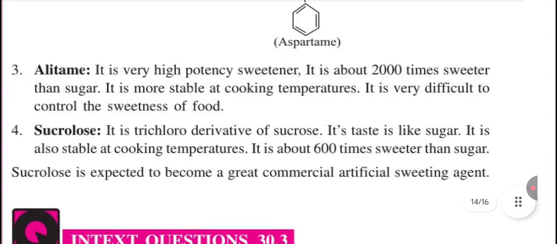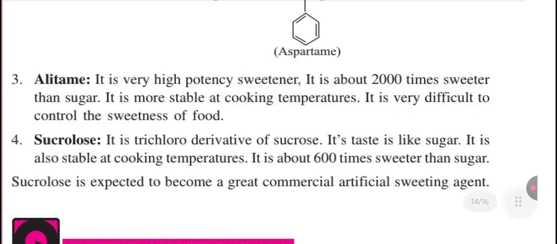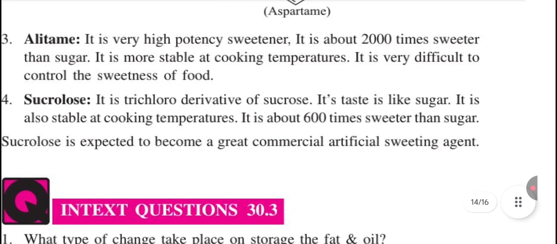Third, alitame. It is a very high potency sweetener. It is about 2000 times sweeter than sugar. It is stable at cooking temperatures. It is very difficult to control the sweetness of food.